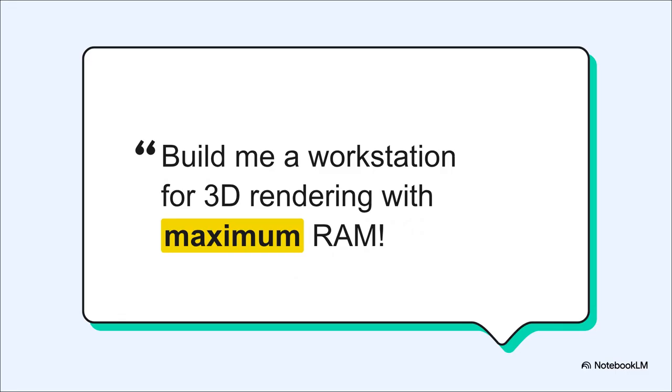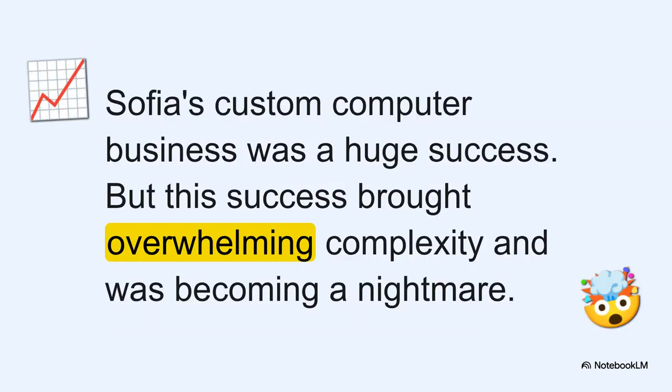So meet Sofia. Her custom computer business, TechCraft Systems, was a runaway success. I mean, orders for these high-end, tricked-out machines were just flooding in. The business was absolutely booming. But behind the scenes, a total crisis was brewing in her code. You see, all that amazing success was creating this overwhelming mess in her software, turning every single new order into a potential disaster. Let's dig into exactly what was going so wrong.